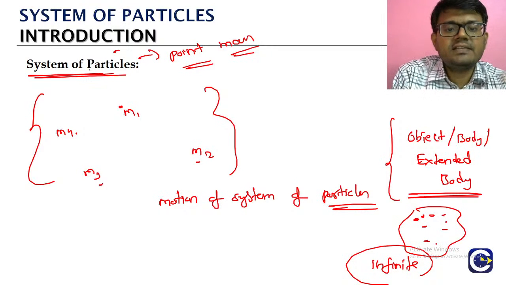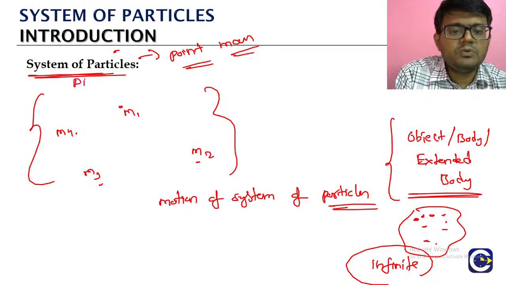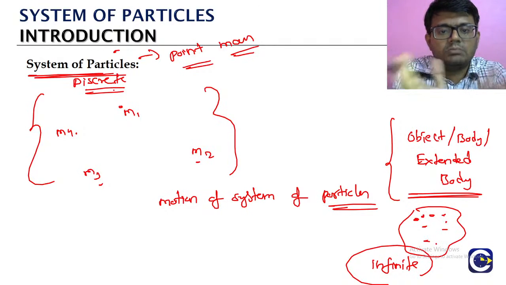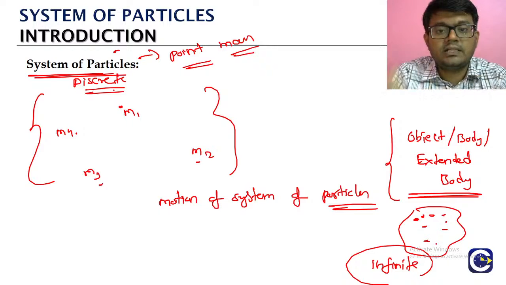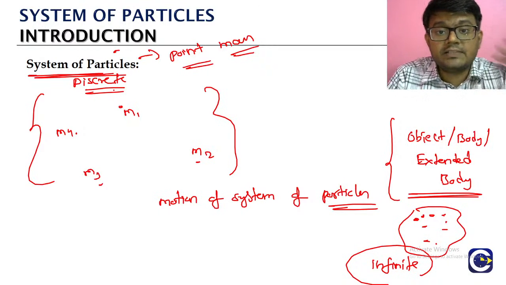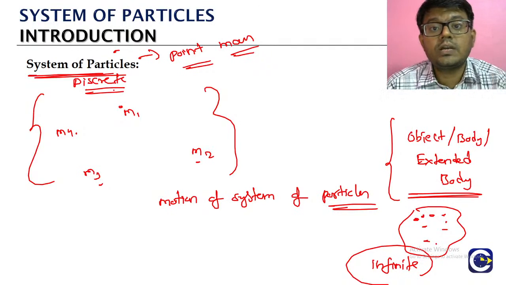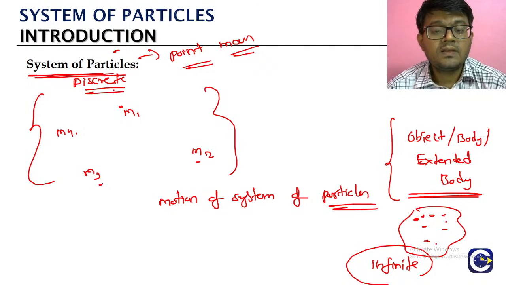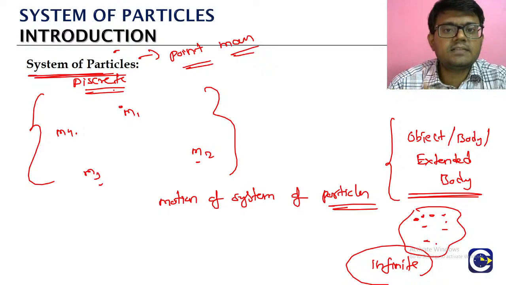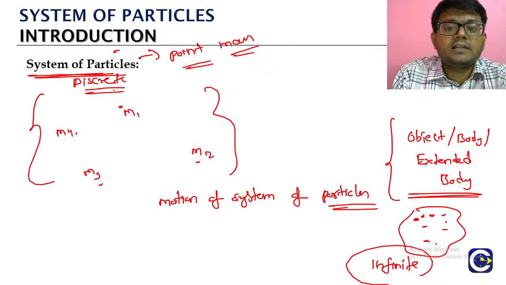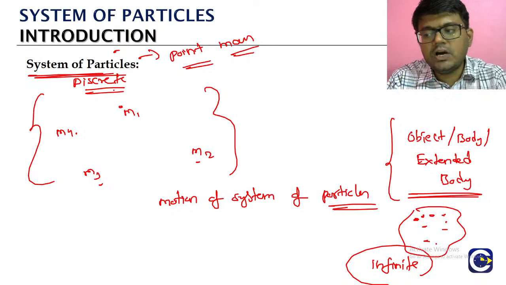Generally when we say system of particles, we keep using this word discrete, which means countable. Maybe 2 particles, 10 particles, 50, even 100 is countable, 1000 is countable, a lakh is also countable, a crore is also countable. Infinite means something we will not be able to count. That is the number of particles in an extended body or an object.